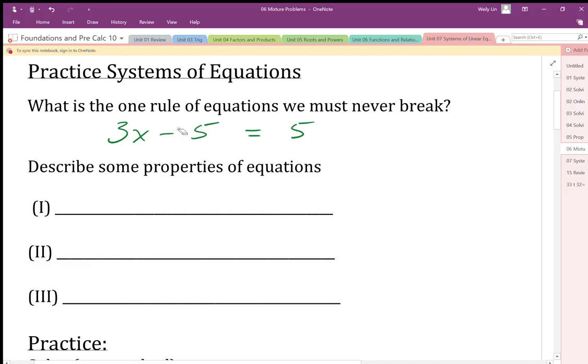There's one rule that I have to follow with this equation. When I have an equation, the one rule I have to follow is you have to keep it balanced. So what you do to one side, you have to do to the other side. What are some of the properties of equations that keep it balanced? Well, I can add and subtract to both sides.